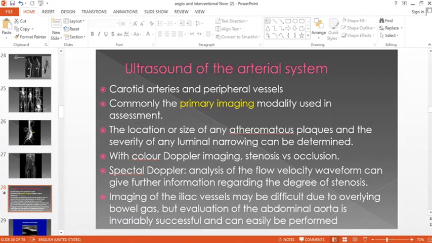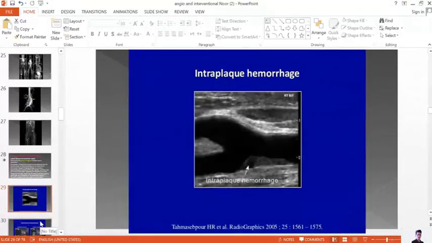By spectral, we mean we have waveform analysis to analyze flow velocity waveforms, which can give us further information regarding the degree of stenosis. Imaging of the iliac vessels may be difficult due to overlying bowel gas. Evaluation of the abdominal aorta is successful and can easily be performed. Really, ultrasound is one of the useful screening methods in the assessment of aortic aneurysm.